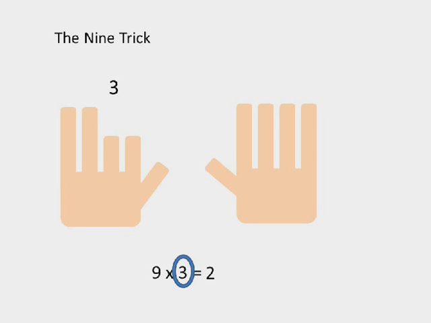Let's see what's next. 1, 2, 3, 4, 5, 6, and 7. So the next part of our answer is going to be 7. So our answer is 27.